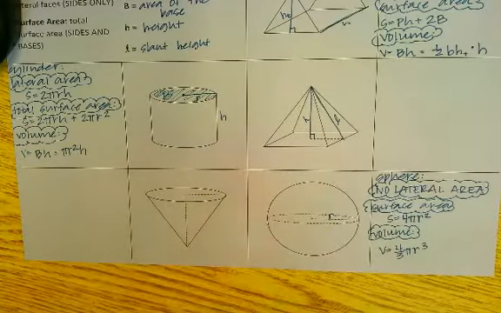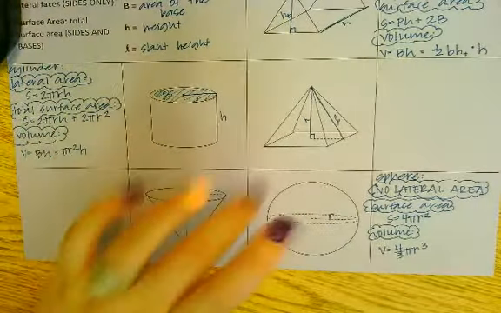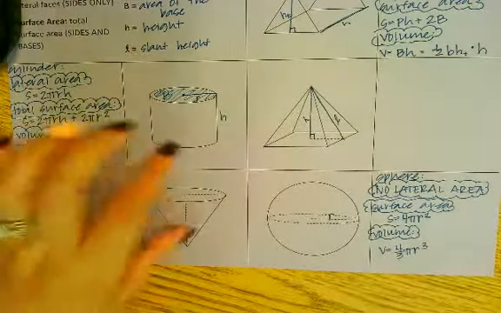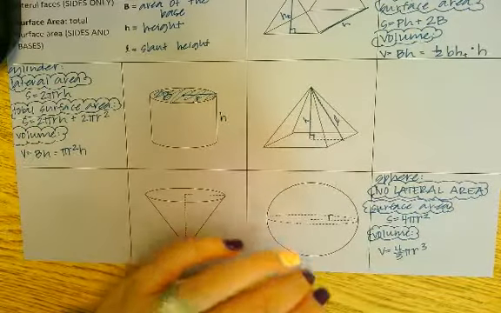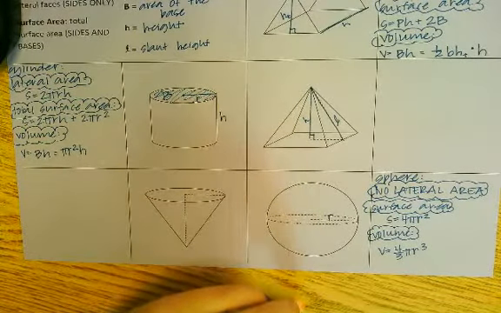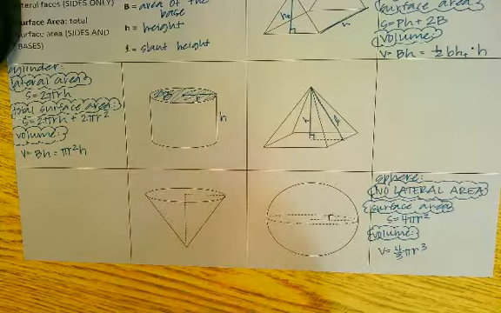Questions on what we've done thus far? We're going to tackle pyramids and cones later. Can you tell the volume of the triangular prism again?